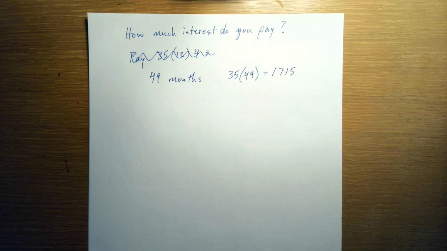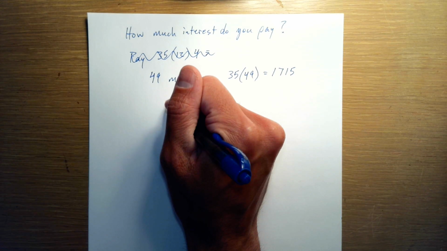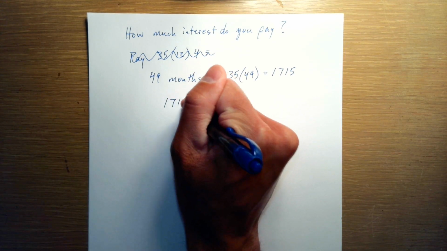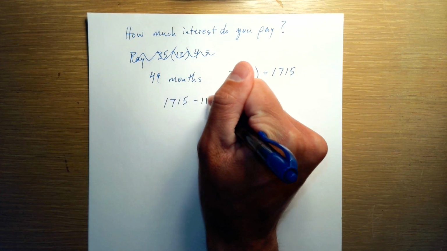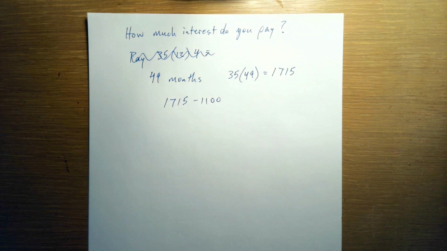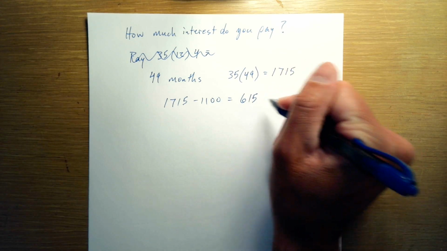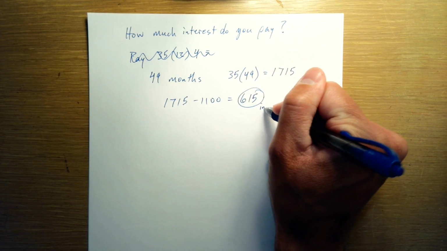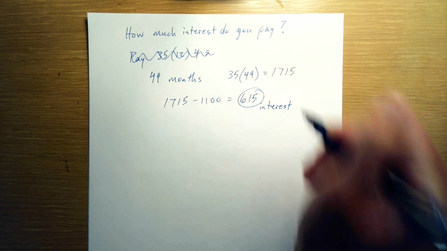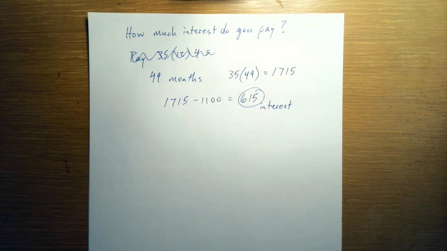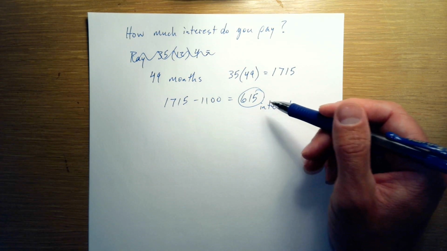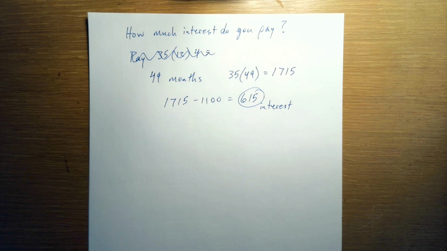And there will be a slight error at the end because you probably overpay that last month a little bit. But if your loan was for $1,100 and you paid $1,715, then the difference must be the interest. And that's $615. So that's our interest. That's how much essentially you paid the credit card company to finance your $1,100 and let you pay it off for 49 months. So this is how much the loan costs, and it's how much interest that you paid.